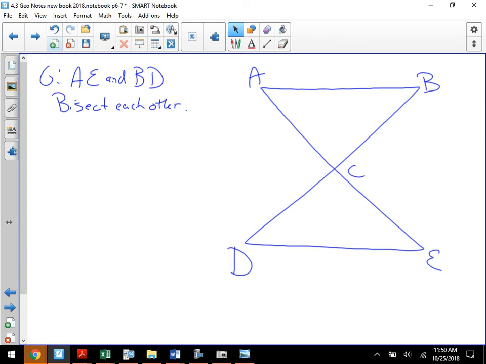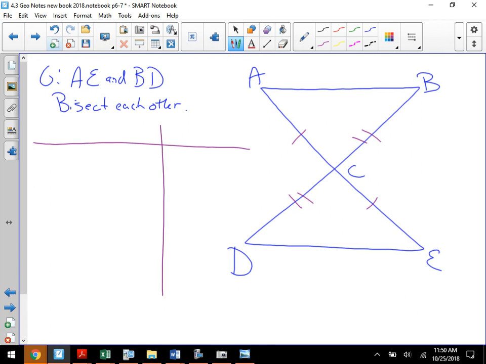So I don't know that all 4 of these pieces are going to be the same, but what I do know for certain is that I can do this. Does that make sense? So again, this is that same basic principle: you're given one bit of information, AE and BD bisect each other. Then when you have a segment bisector, that means you set segments congruent to segments. So you just have to do that twice.